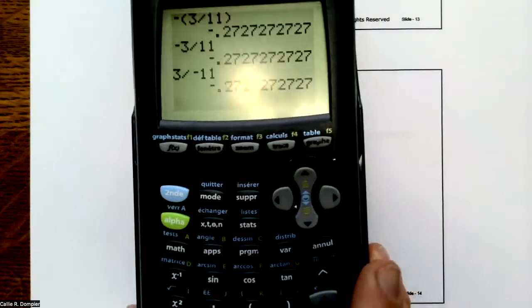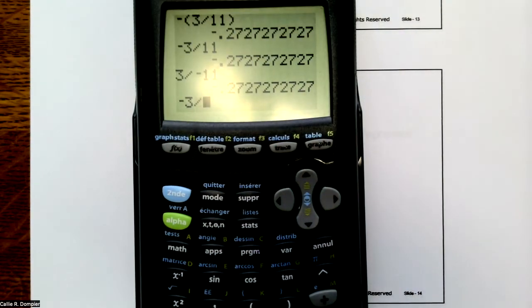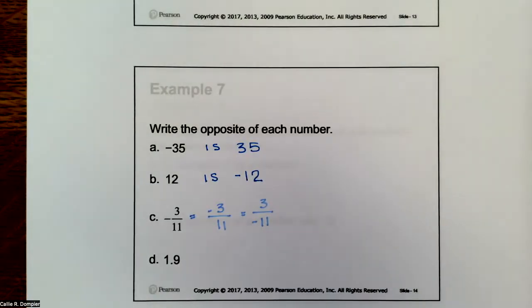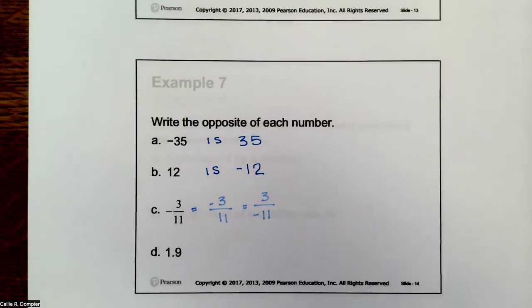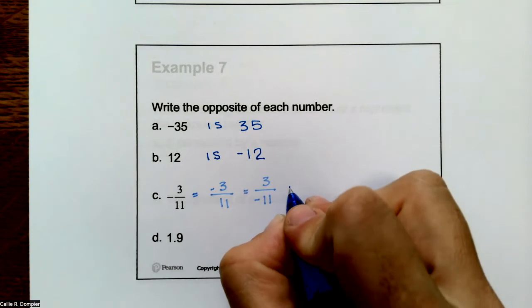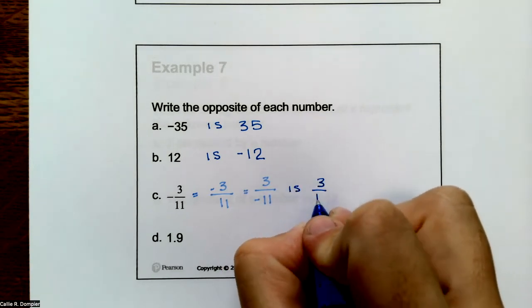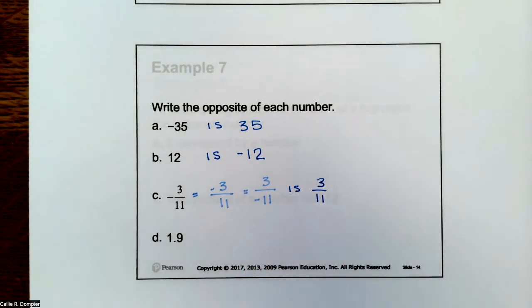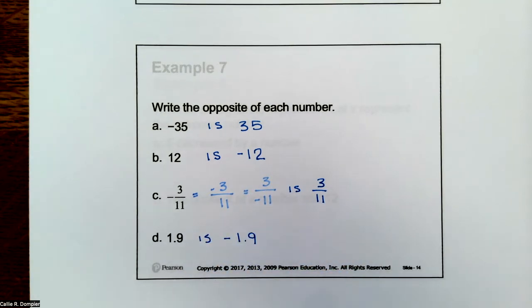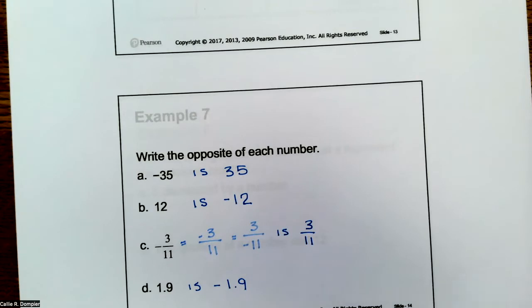If there are two minus signs, so negative 3 divided by negative 11, they cancel each other out because a negative divided by a negative is a positive. So if you have one, it can go anywhere. If you have two, they cancel each other out. 1.9, oh sorry, we didn't talk about the opposite. The opposite is positive 3 over 11, right? And then 1.9 is negative 1.9 units away from 0, right?